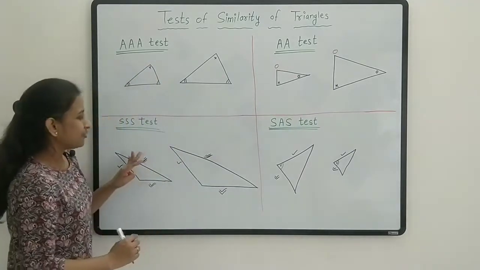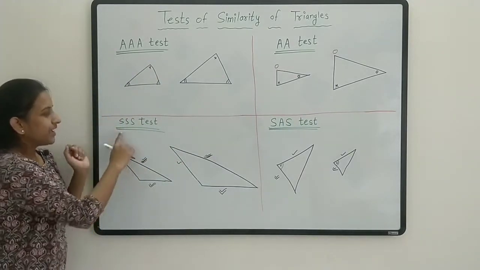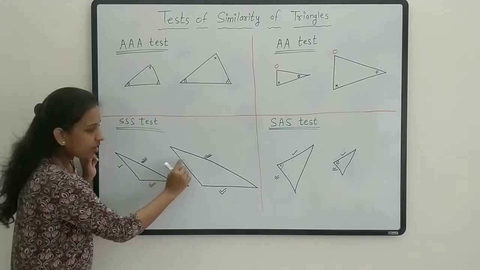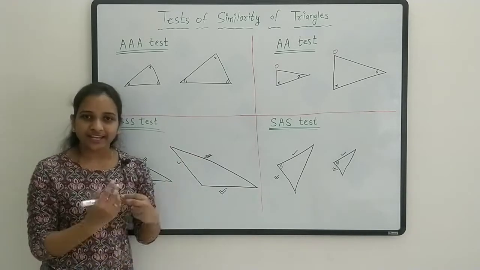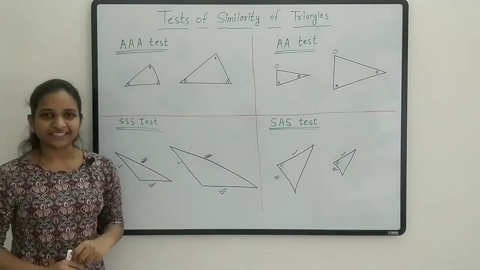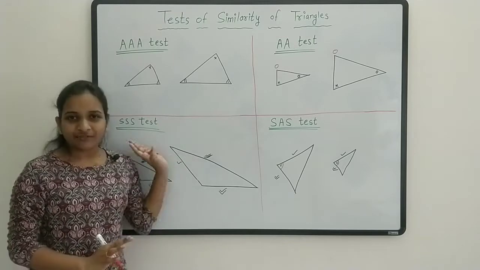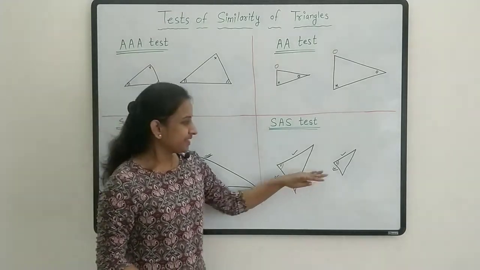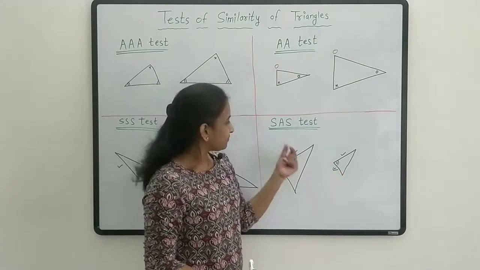Fine. Now let's discuss this SSS test. Here, if all three sides of two triangles are in proportion, then we can say two triangles are similar triangles. Fine. No need to check what are their angles. Okay, sides are sufficient.